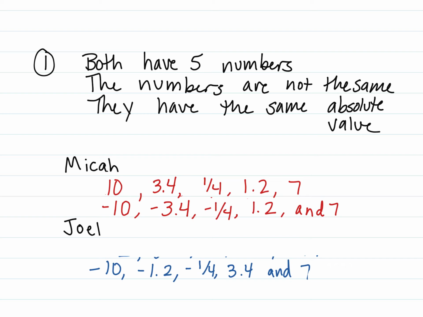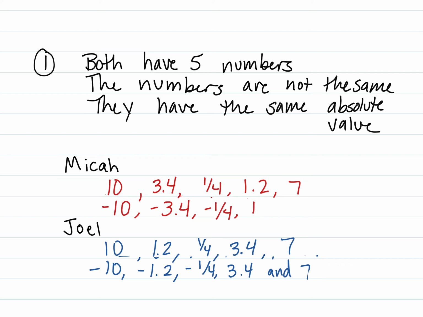Down here, the absolute value of negative 10 is positive 10 because it is 10 away from 0. The absolute value of negative 1.2 is 1.2. The absolute value of negative 1/4 is 1/4. The absolute value of 3.4 is 3.4. And then we have 7.